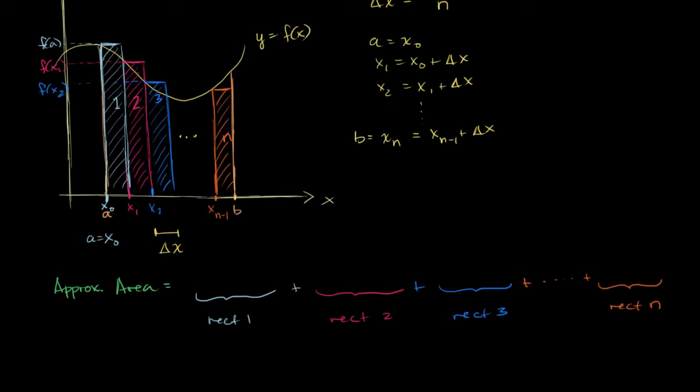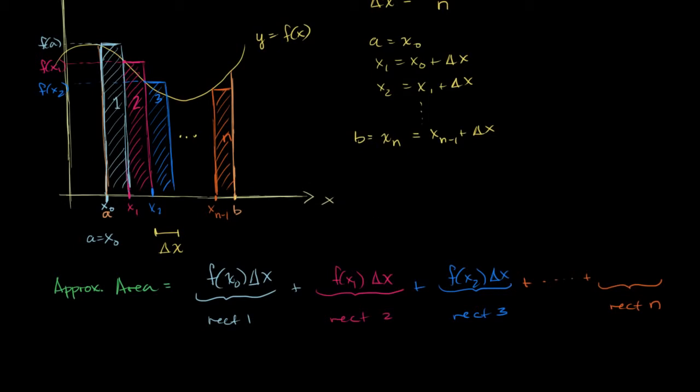And so what are these going to be? Rectangle 1 is going to be its height, which is f of x naught, or f of a. Either way, x naught and a are the same thing. So it's f of x naught times delta x, our height times our width. What is our height of rectangle 2? It's f of x1 times delta x. What's our area of rectangle 3? It's f of x2 times delta x.